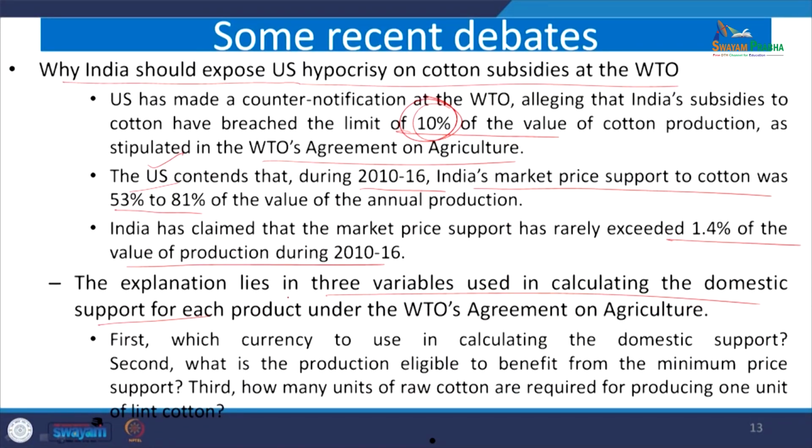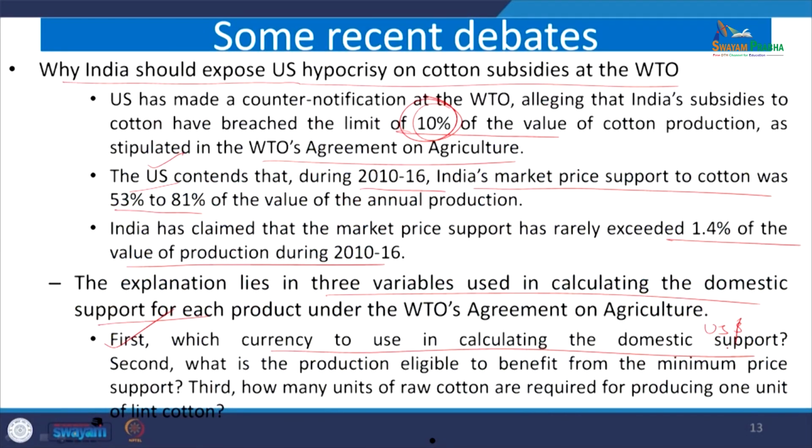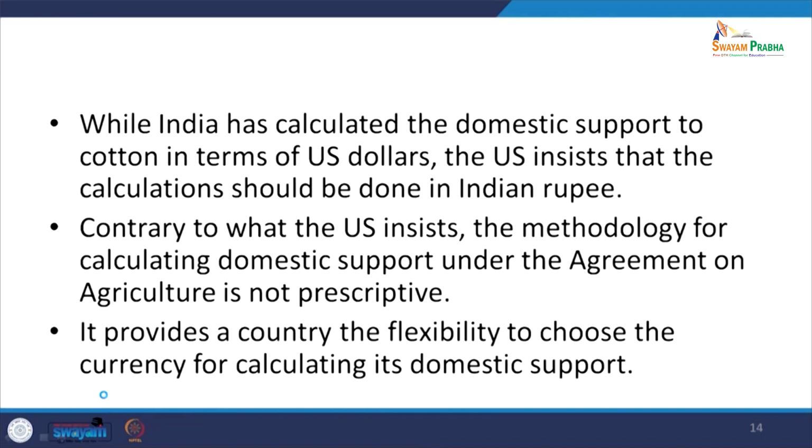Due to three reasons. The first reason is the currency used in the calculation of domestic support. Nowhere, as per the prescription of the WTO, is it mentioned that we are supposed to calculate in domestic price. The calculation was actually made in US dollars, so on that basis our valuation is not exceeding. Second is what production is eligible to benefit from the minimum price support. Third, how many units of raw cotton are required for producing one unit of lint cotton. The variety of lint cotton that is essential was not clearly defined, therefore this confusion arises.